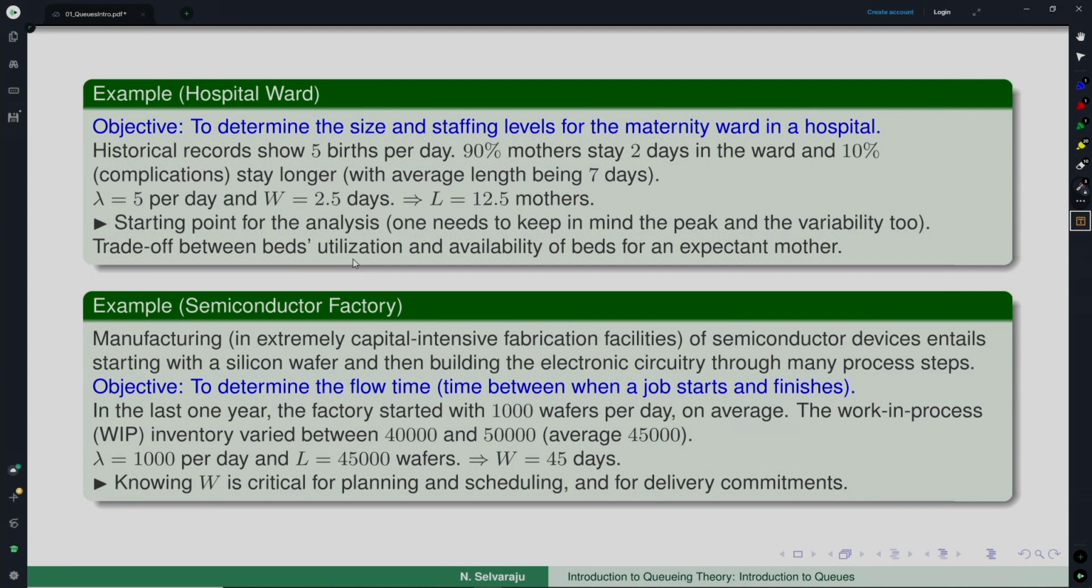So, the objective here could be to determine the flow time, for example, that is the time between a job starts and finishes, right. So, that is what flow time is. So, if you look at it in our queuing context, this would be called a sojourn time or waiting time in the system, right. So, that is what it is.